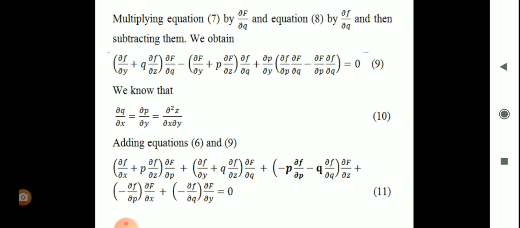Also from equation 10, here p = del f by del x. Therefore, del p by del y is equal to del 2z by del x del y, and q = del f by del y. Therefore, del q by del x is equal to del 2z by del x del y. Now, adding equation 6 and equation 9, since from equation 10 del q by del x is equal to del p by del y, the last term will be eliminated and we obtain equation 11.